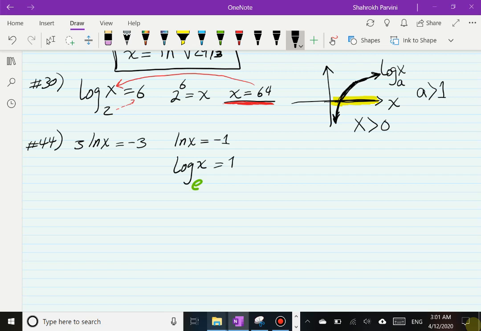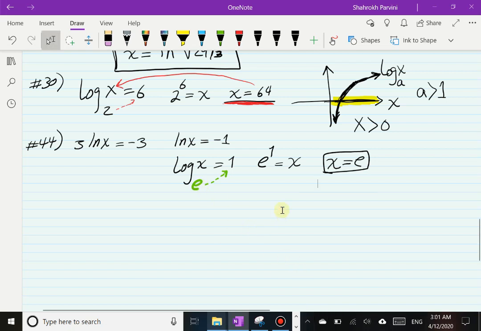This is actually going to help me see the next step. The next step is to write in exponential form, right? So this is going to become e to the first power is equal to x, and the equation is solved. So x is equal to e. Remember, e is about 2.71 and change. So when I plug this e back in, the argument is going to be positive. So that is a good solution in number 44.